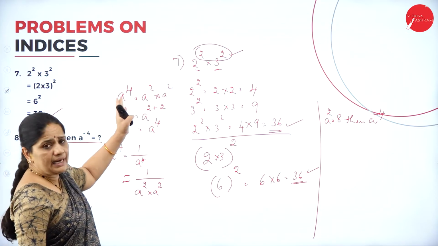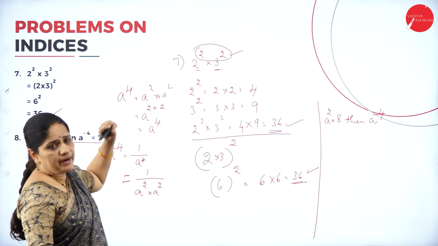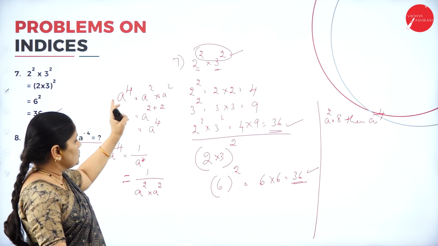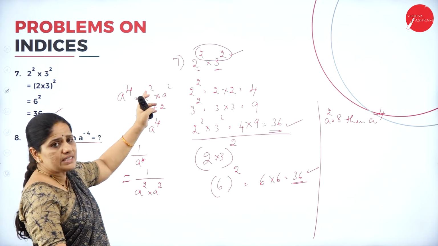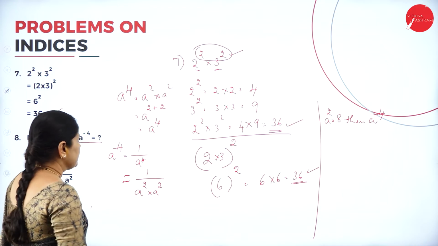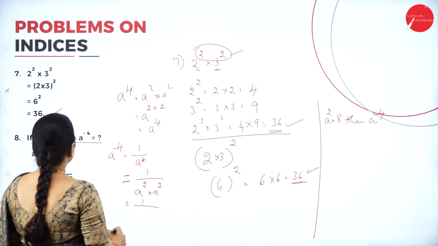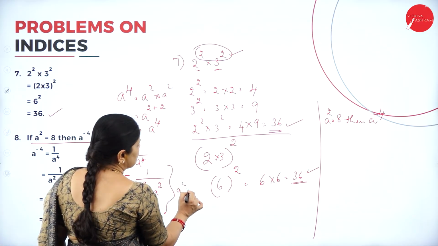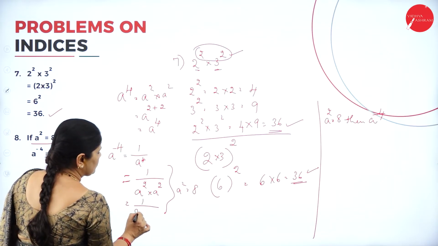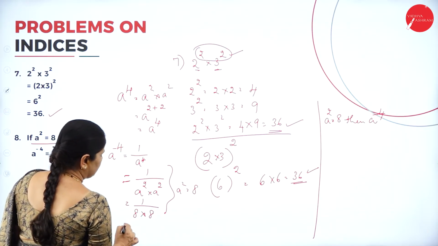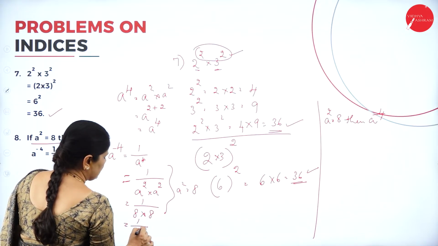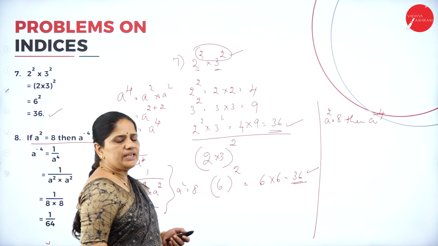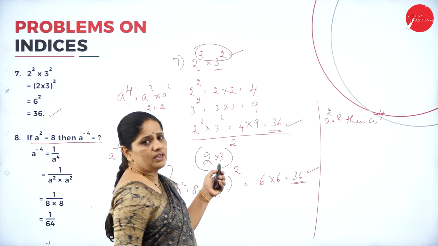So both are acceptable. When you are given a to the power 4 and they have given you the value of a square, the best way is to convert it to that given value and then simplify. So this will be equal to, they have given us the value of a square. What is the value of a square here? A square equals 8. So instead of writing a square, I'll be writing 8 into 8. So this will be 8 8s are 64. So 1 by 64 is the answer. So in this way, we can simplify the problems given on indices.